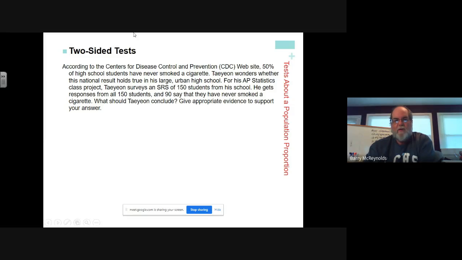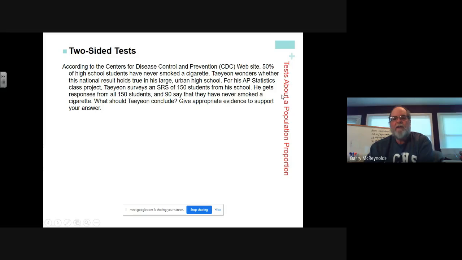And at the end of this, we'll talk about how a two-sided test and a confidence interval are linked, and in some ways how the confidence interval is perhaps a little bit better or gives you a little bit more information than just the significance test.